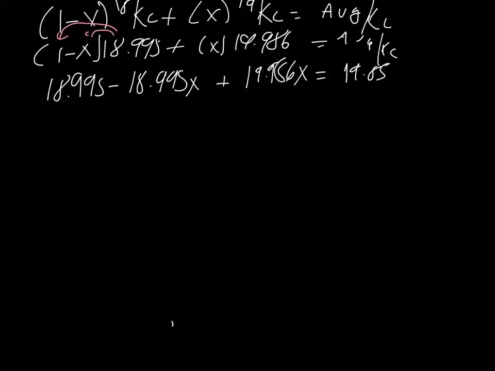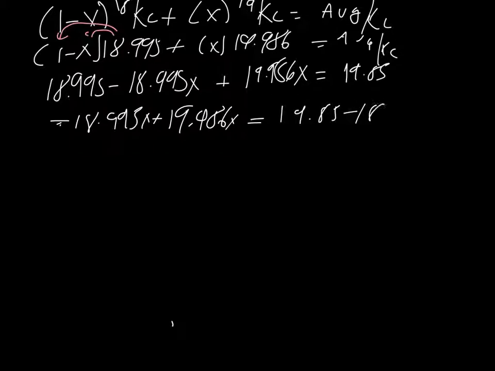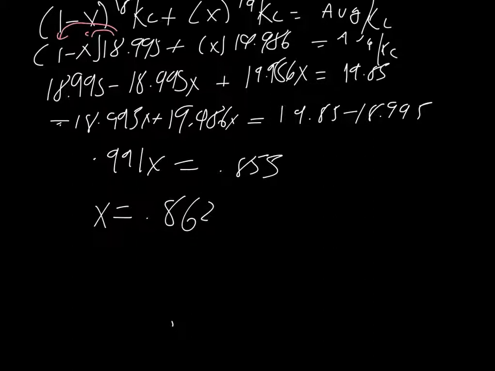Whatever. What I need to do is move this term over and get the x's by themselves. Minus 18.995x plus 19.986x equals my 19.85 minus my 18.995, and then I can combine my like terms of my x's, and I end up getting something like 0.991x equals 0.855. So I solve for x, and I find it's equal to 0.862 with some division.